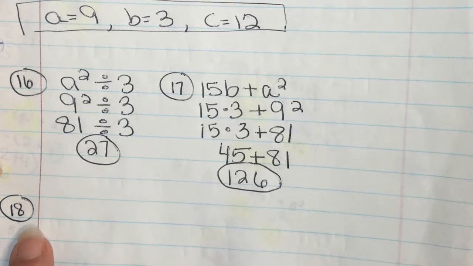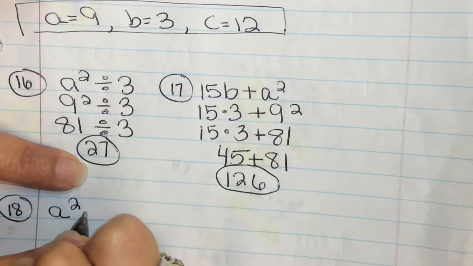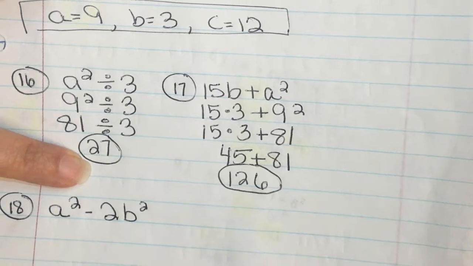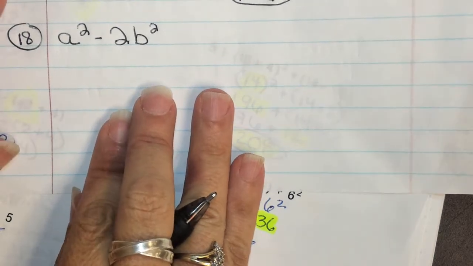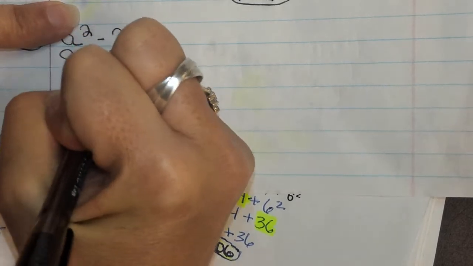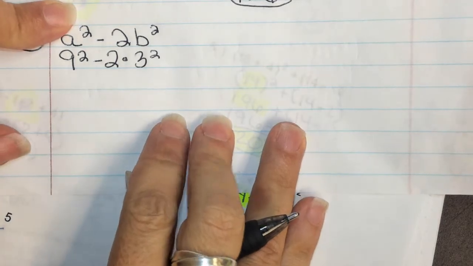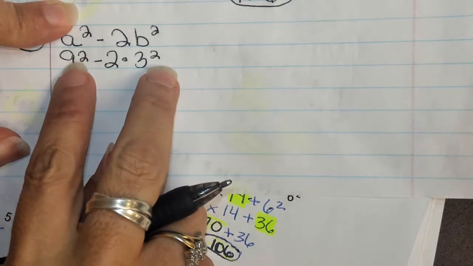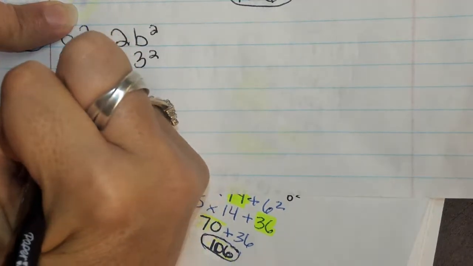Okay. 18 is a squared minus 2b squared. So this is the first time we've probably seen two squared signs. So fill it in first and then start to think about it. Like 9 squared minus 2 times 3 squared. You've got squared, subtract, multiply, squared. We got to get rid of the squareds from left to right. So 9 squared first is 81.